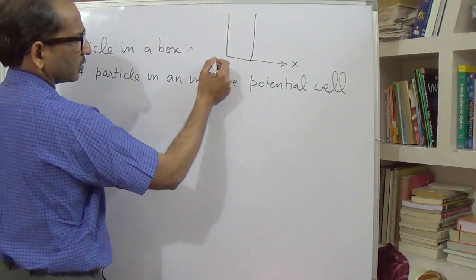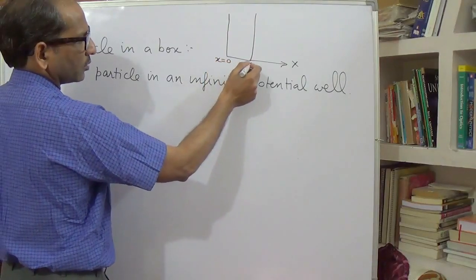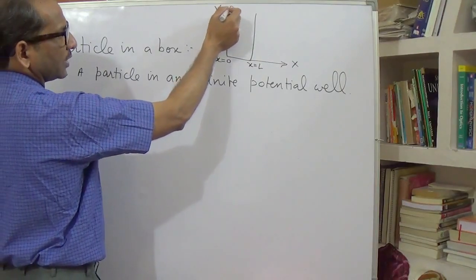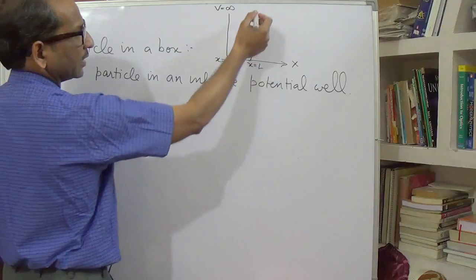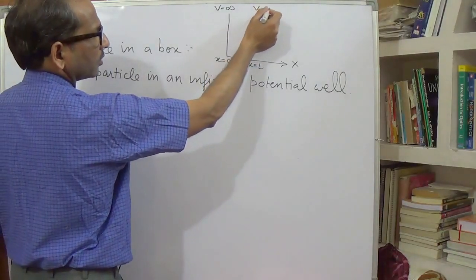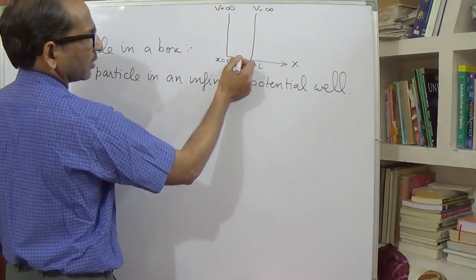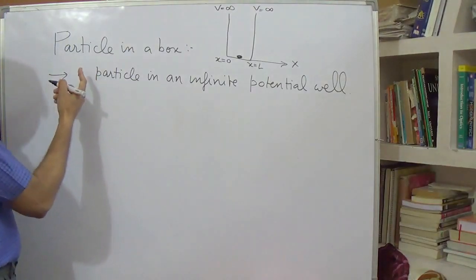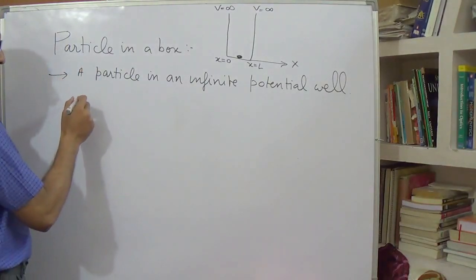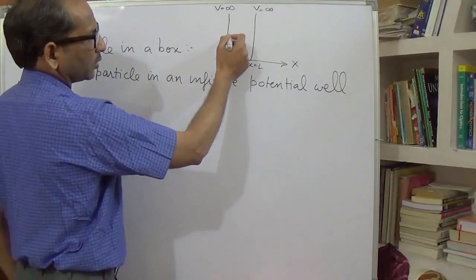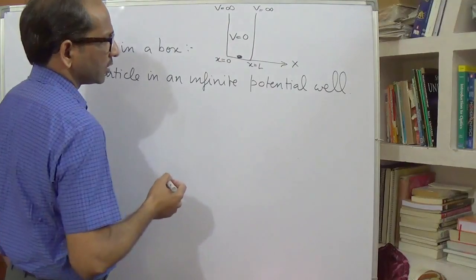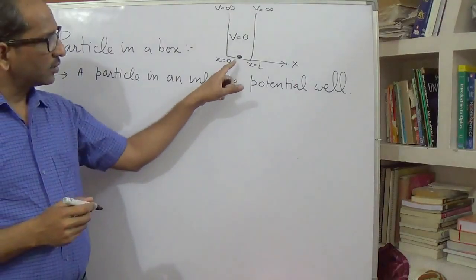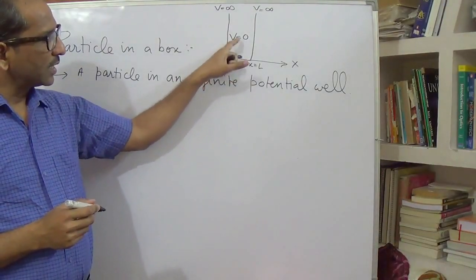The dimension of this well is x equal to 0 to x equal to capital L, where V is infinite at x equal to 0 and at x equal to L. This is our particle inside this well. So we have to use here the time independent Schrödinger equation, because potential is equal to 0 inside the well. It means this particle is not bound, it is free to move here and there.